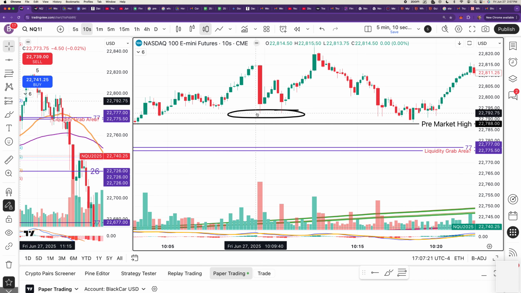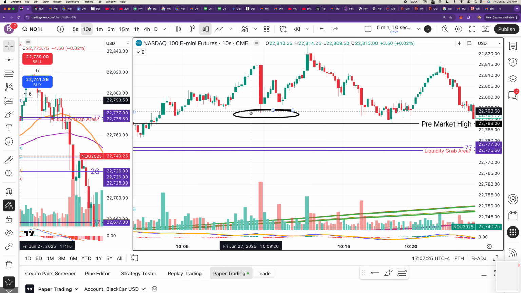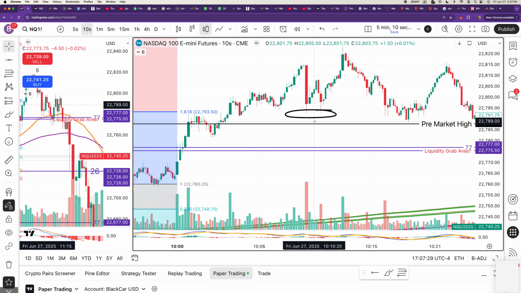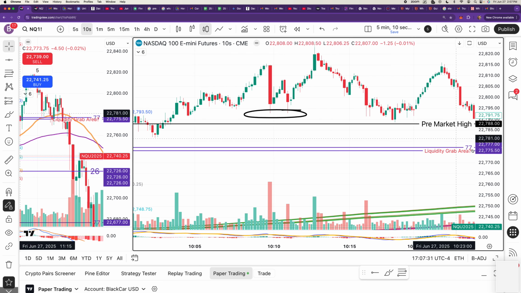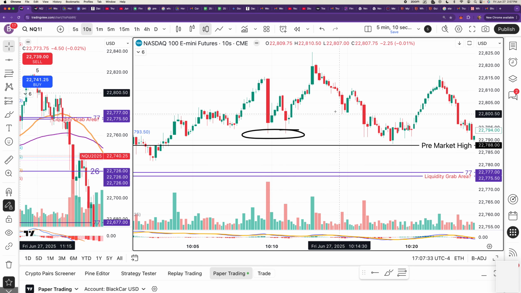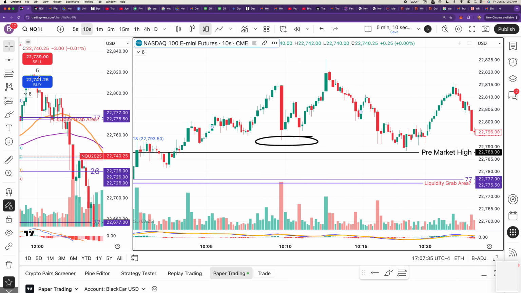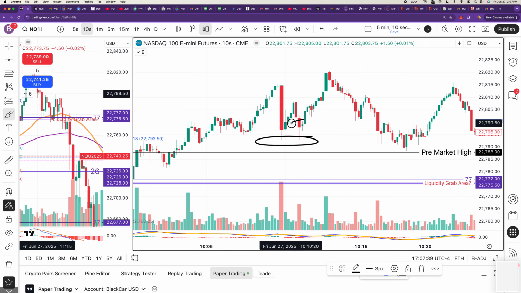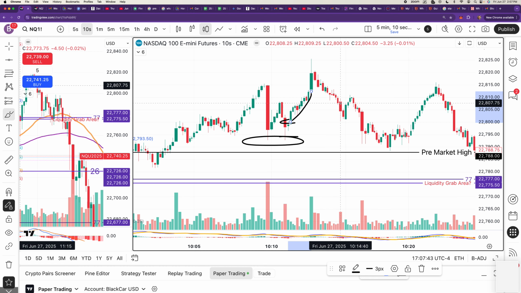And when I saw these two buyer wicks at exactly the same level, I really liked that for a bounce play. Plus, it was sitting right on top of the pre-market high, which was definitely going to be a good support level. And so I went ahead and bought some right here, and I took that up a few points to about there.